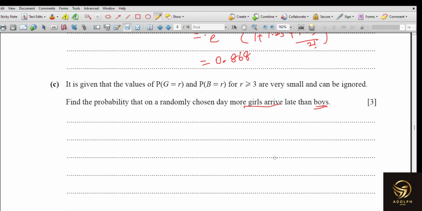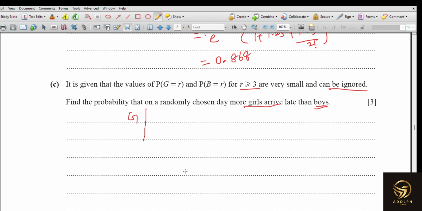They did not give us how many days it is, but they gave us one thing, that R cannot be 3. R actually stands for the days. So for R greater than 3 and above, it is very small and can be ignored, in the sense we no need to find for 3 and above. So we have to find only from 0 till 2, when girls are going to be late more than boys.